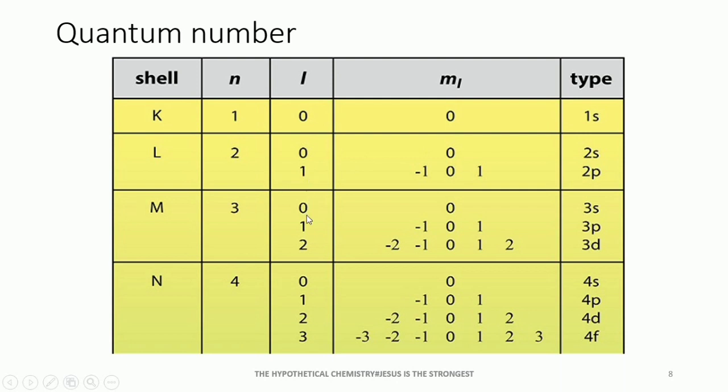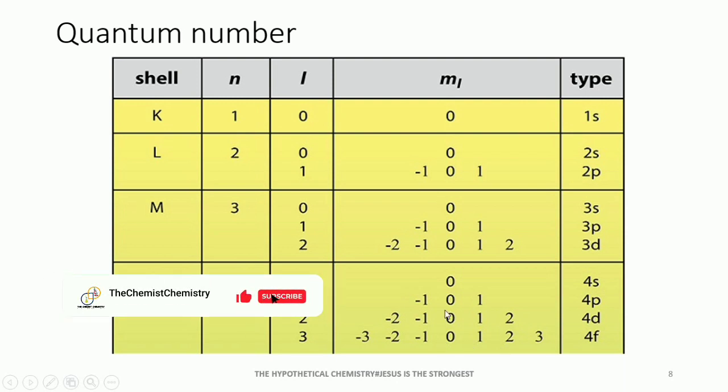and then it ends on the positive 1 of that angular momentum quantum number. Here, for the third shell, we have 0, 1, and 2. These are the values for the angular momentum quantum number. So for 0, the magnetic quantum number will be 0. For 1, the magnetic quantum number will start from negative 1, 0, and then positive 1. It ends there. Then for 2, the magnetic quantum number will start from negative 2, negative 1, 0, positive 1, positive 2. It ends there. When it is 3, we have negative 3, negative 2, negative 1, 0, 1, 2, 3.